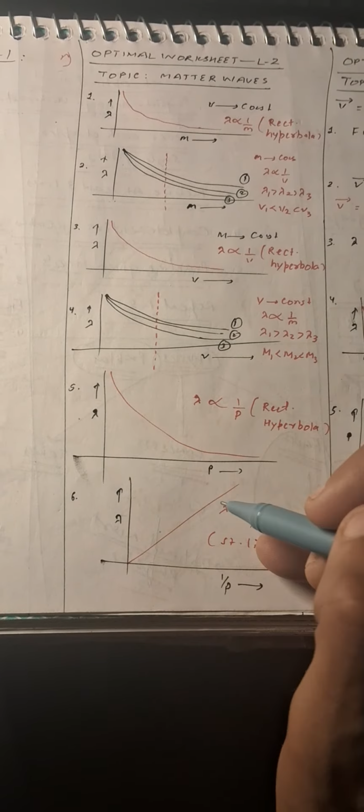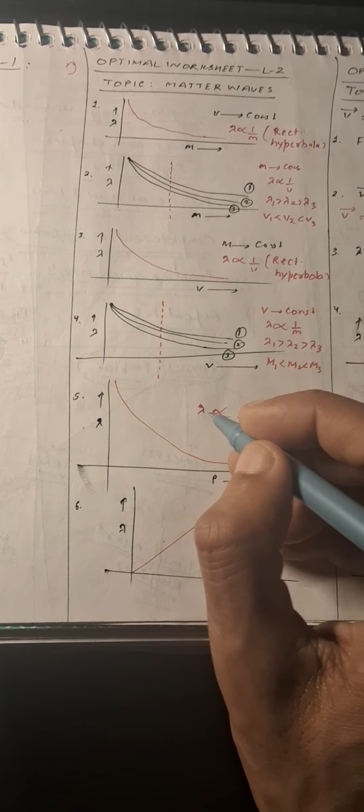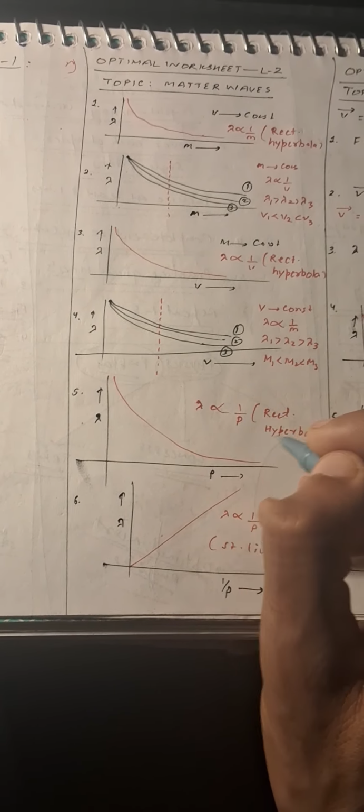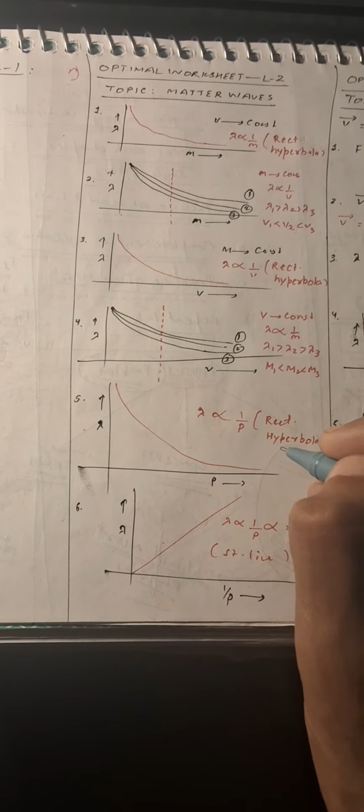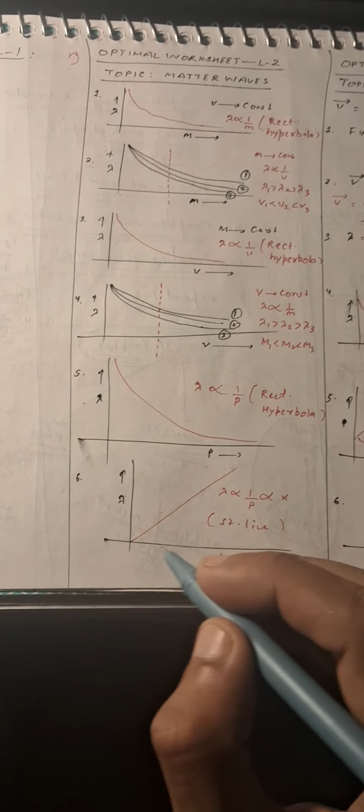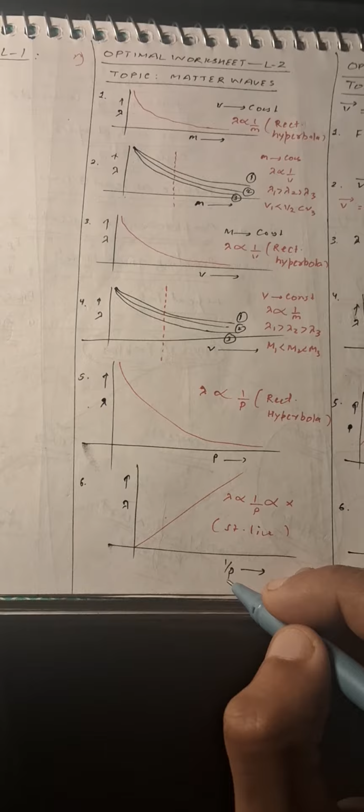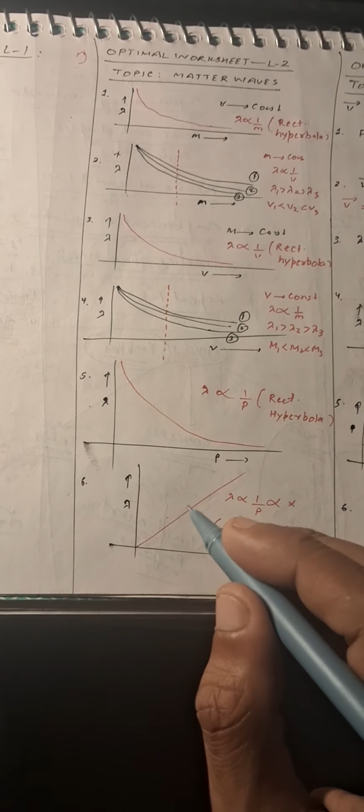There is a graph between lambda and p. We know that lambda is inversely proportional to linear momentum, so the graph will be a rectangular hyperbola. Whereas if we draw a graph between lambda and 1 by p, taking 1 by p as x, the graph will be a straight line over here.